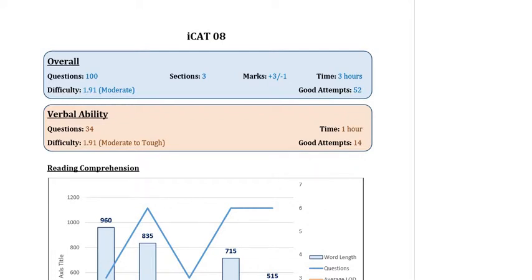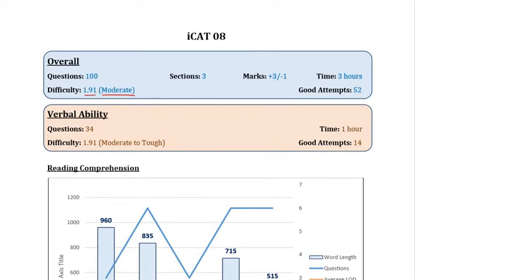So when we look at iCAT8, which we'll analyze in three parts corresponding to the three sections, we'll have a look at the difficulty of each section and decide the number of good attempts that would have ensured clearing the cutoff for that section. So firstly, we have a look at the overall difficulty level of iCAT8, which has been classified as a moderately difficult mock. Now, in terms of its numerical value of difficulty, it has been marked at 1.9.